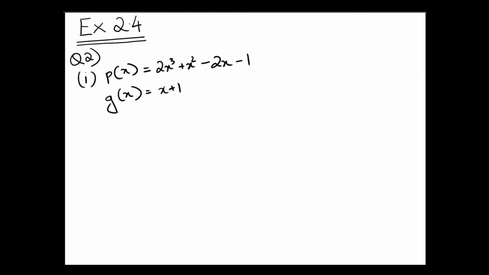So now, just like in the previous question, we're going to use factor theorem, and in order to use factor theorem, we're going to equate g of x to 0, so that makes x plus 1 equal to 0, or x is equal to minus 1. We'll replace this value of x in p of x, the polynomial given to us there, and we're going to check whether this is equal to 0 or not.